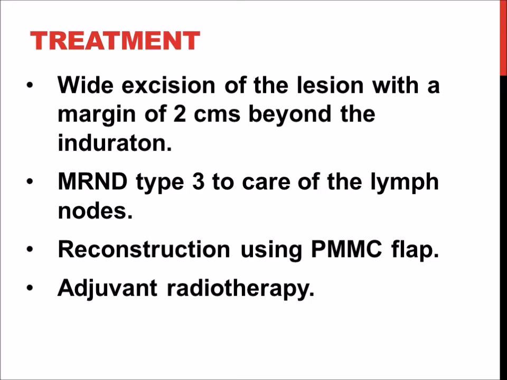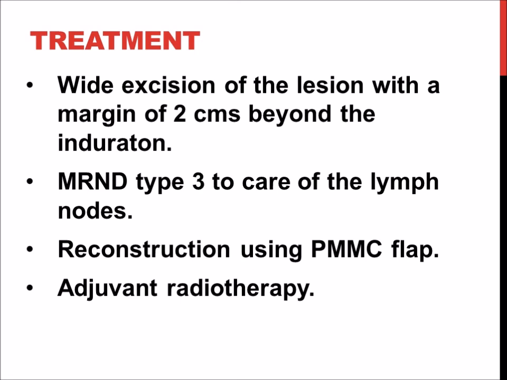MRND type 3. Now what is MRND? MRND is modified radical neck dissection, which is a form of surgery which we do to clear out the lymph nodes, to do a lymphadenectomy. See, earlier we used to do radical neck dissection where we used to remove all the 6 levels of lymph nodes. What we used to do in a radical neck dissection is we used to remove all the 6 groups of lymph nodes. We used to remove spinal accessory nerve, internal jugular vein, as well as sternocleidomastoid muscle of that side.